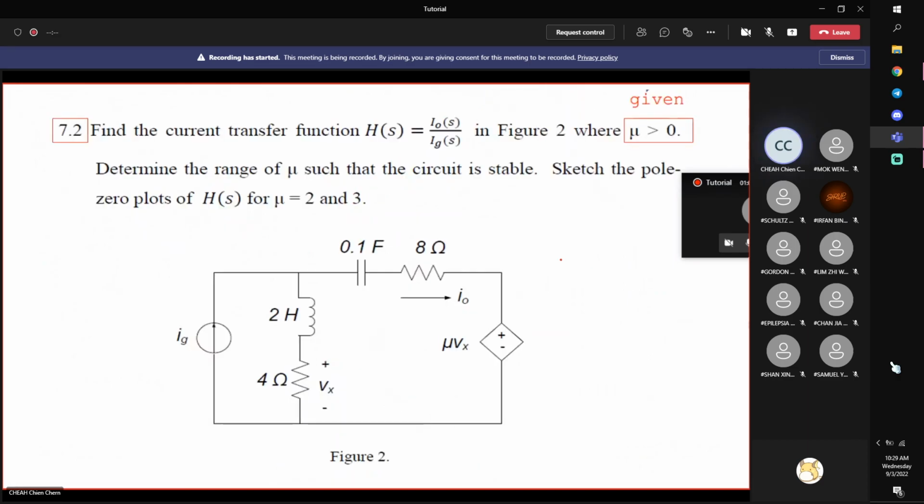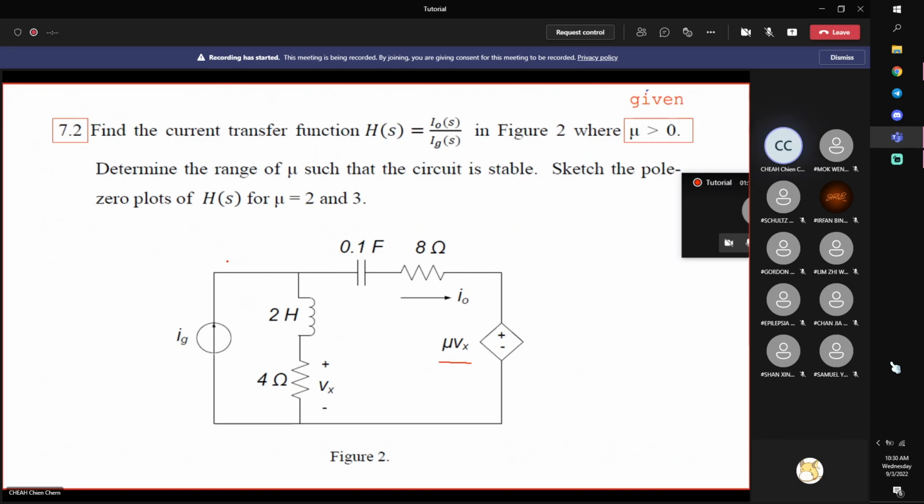Okay, let us move back to 7.2. You're given circuits, and now you have a dependent source. Therefore, unlike the first problem, you can't really simplify these circuits by series-parallel combination anymore. So you need to learn a lot of methods, including nodal analysis and mesh analysis, because in some cases you can't simplify them.